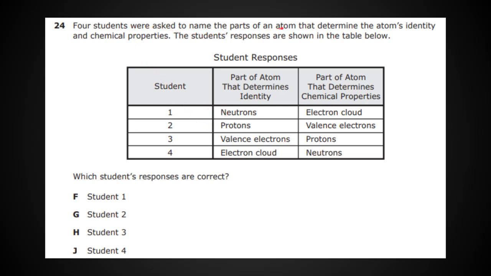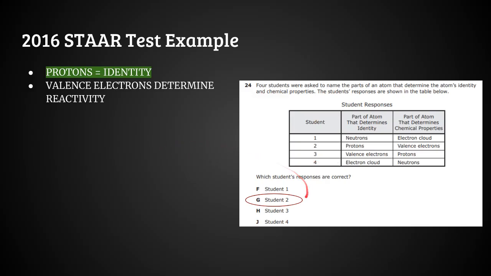4 students were asked to name the parts of an atom that determine the atom's identity and chemical properties. Students' responses are shown in the table below. Which students' responses are correct? That would be student number 2, who said that the protons are the identity, and chemical properties are controlled by the valence electrons. So, once again.